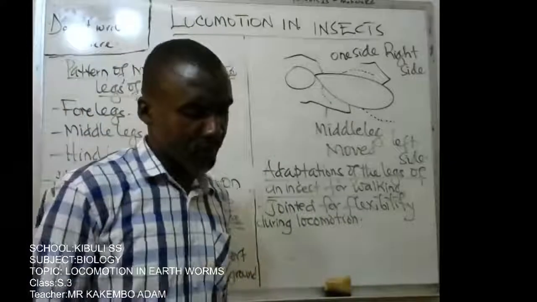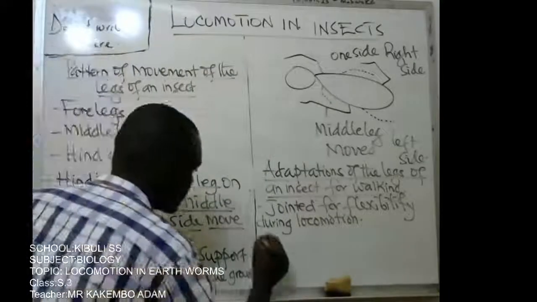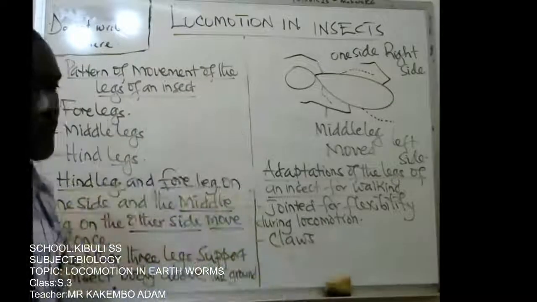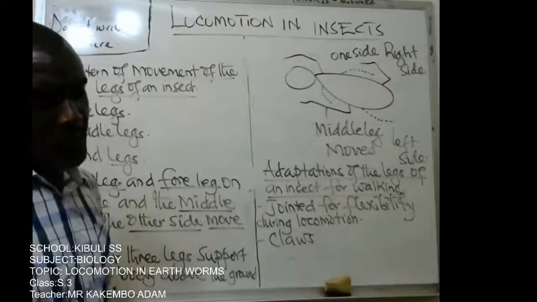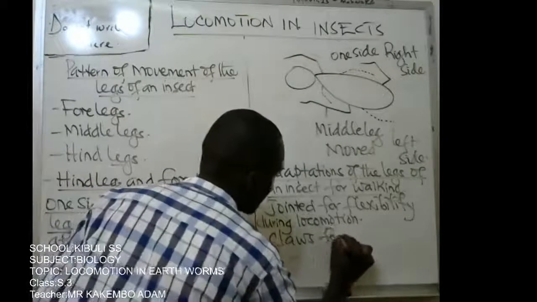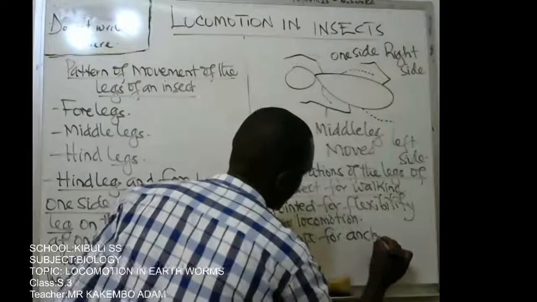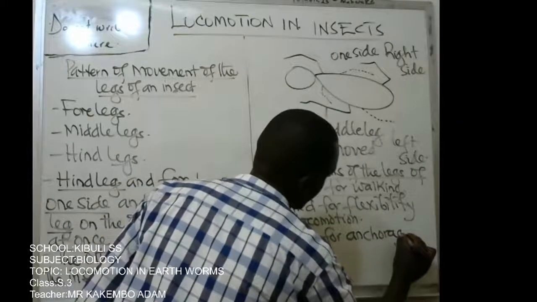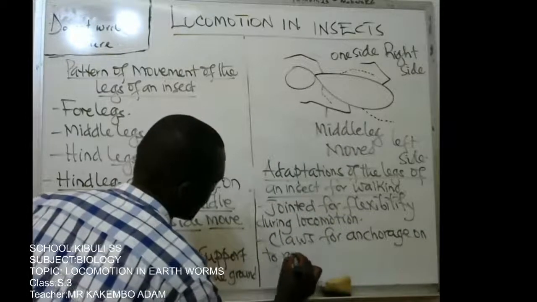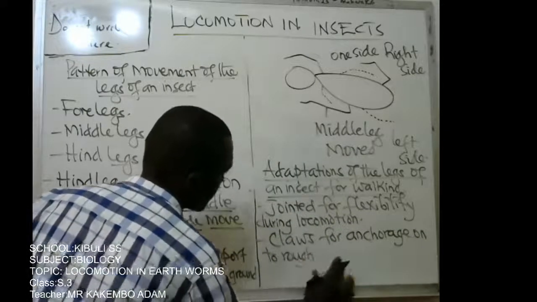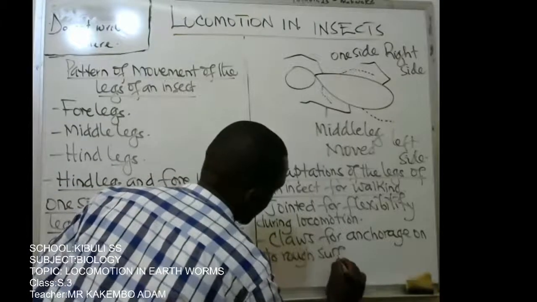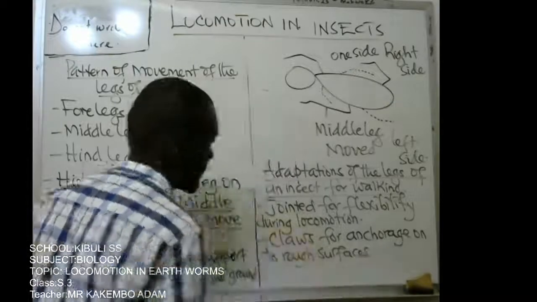Another adaptation, we say they have claws. The legs of an insect have claws for anchorage onto rough surfaces. For anchorage onto rough surfaces.